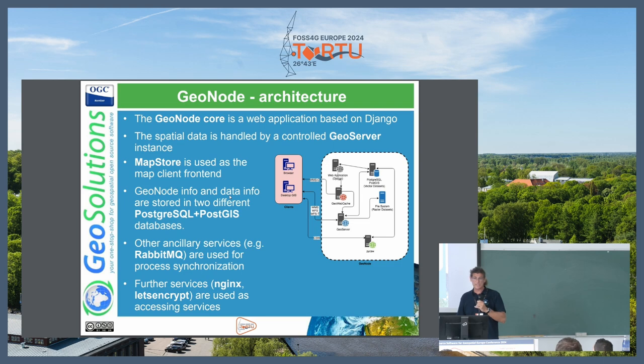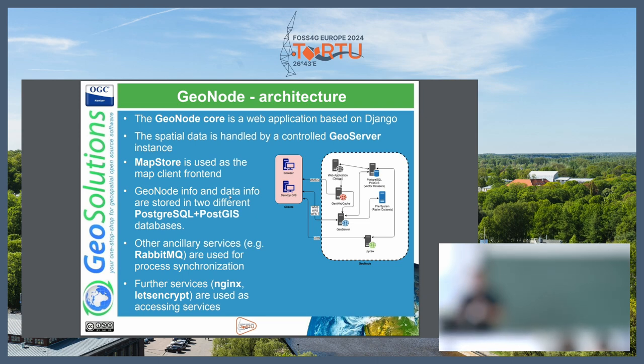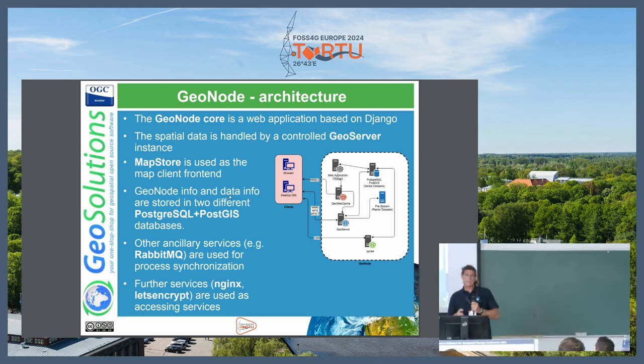For the data part, GeoServer is the engine which serves the various layers. The GeoNode core is tightly integrated with GeoServer in that it automatically publishes layers, edit layers, styles, and so on. So GeoNode at the beginning was implemented as an easy to use interface to GeoServer, and then grew by including other kinds of data, so documents and so on.